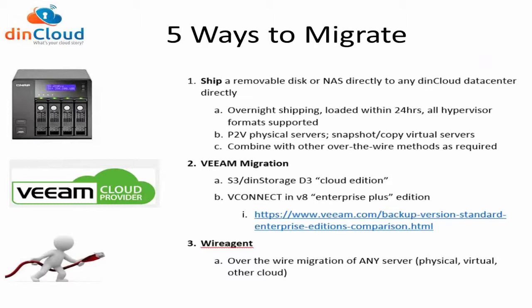So we have 5 ways to migrate to the cloud. The first one is very easy. This works with both physical and virtual servers, and that basically is that you can either take your virtual servers, we don't care what format they're in, they could be in VMware, they could be in Hyper-V, KVM, literally any hypervisor format out there. Copy them to a removable disk, like a 4 terabyte drive you can pick up at your local store, or you can ship us a network attached storage array, similar to the one on the left, where you may have 4 terabyte drives in there, or even 5 terabyte drives in there, and put all those images on there. Ship it to us overnight, for example, on a Friday, and we'll have those loaded within 24 hours. So Saturday they'll all be available.